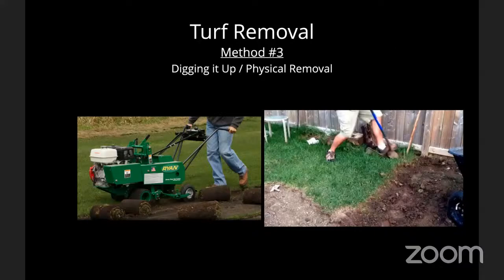Turf removal method number 3 is digging it up, or physical removal. This method works best with either a small yard or lots of young, strong backs at home that have plenty of energy. Put your kids to work if they're of that age. If you have Bermuda grass, you also might generally combine it because some of it will grow back if you try to physically remove it with one of the other techniques.